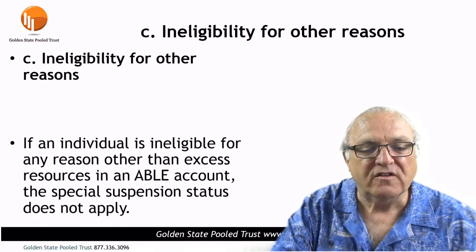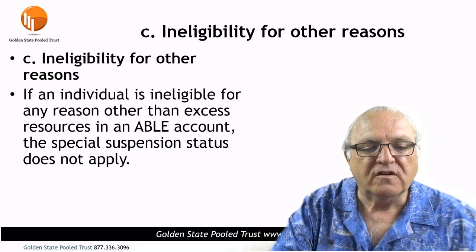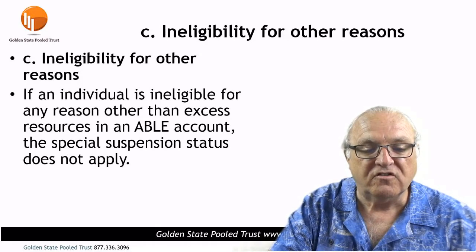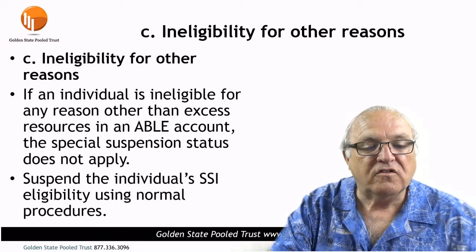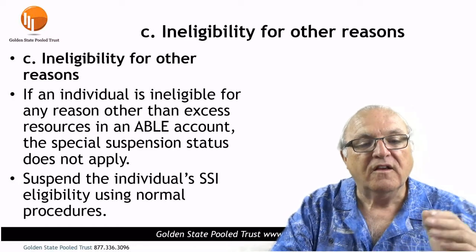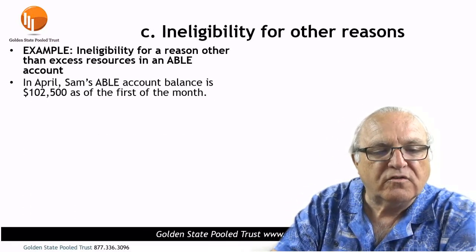Ineligibility for other reasons. If an individual is ineligible for any reason other than excess resources in an ABLE account, the special suspension status does not apply. Suspend the individual's SSI eligibility using normal procedures. Example, ineligibility for a reason other than excess resources.